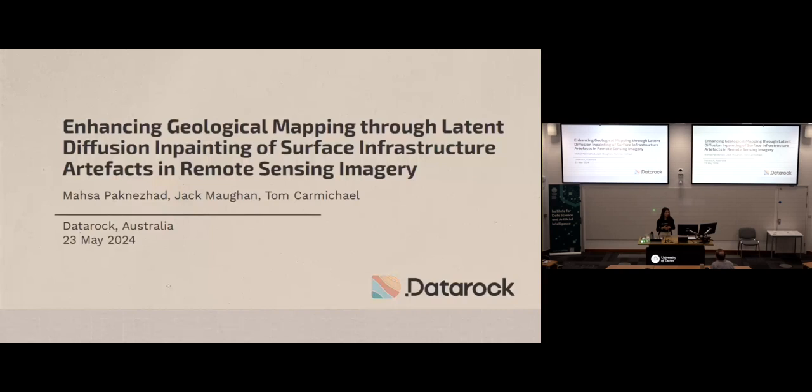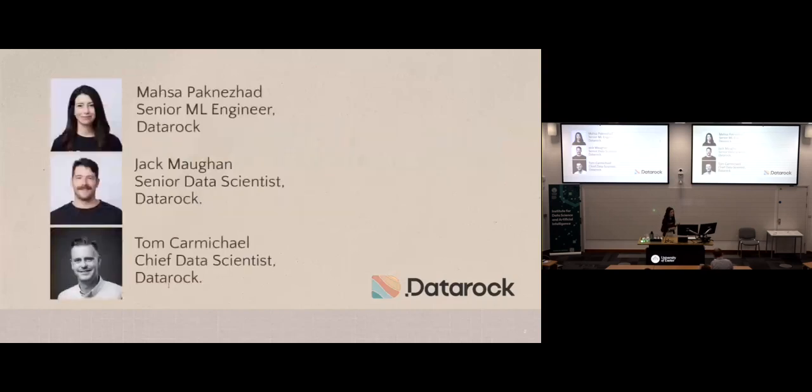In this project, we are trying to improve geological mapping by addressing surface infrastructure artifacts in remote sensing imagery. I will explain the problem and the project's objective more clearly in the coming slides. We started this project last December with this fantastic team that we have in D2T3. We have Jack Mon, senior data scientist, and Tom Carmichael, our chief data scientist.